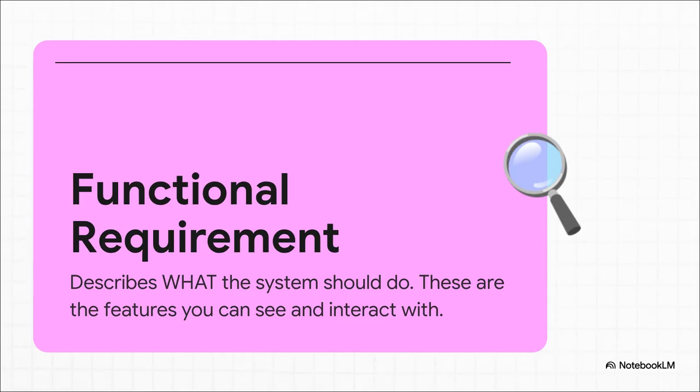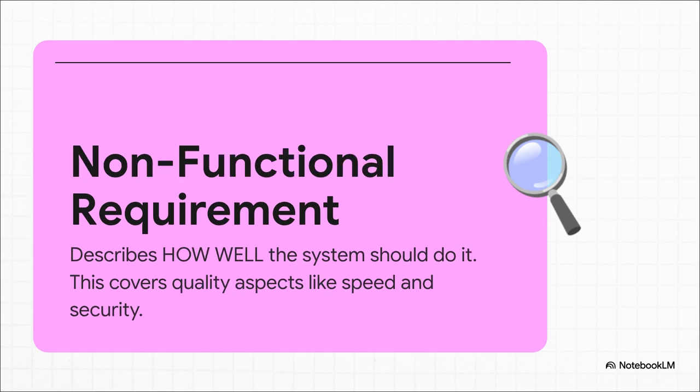So first up, we have functional requirements. These are the things you can actually see, the things you can touch and interact with. They describe what the system does. If you can point to it on the screen and say it does this, it's probably a functional requirement. Think of a login button or a search bar. Those are the features.